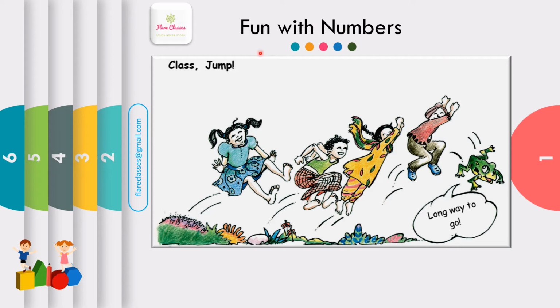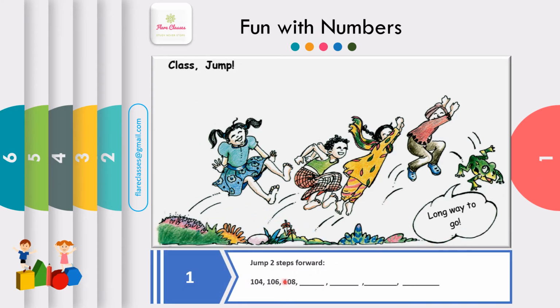Children are playing here a jumping game. Let us come to our first question. Jump 2 steps forward. Our first number is 104. If someone says jump 2 steps forward, it means we have to add 2. So if we add 2 in 104, new number will be 106. Further, when we add 106 plus 2, it will be 108.